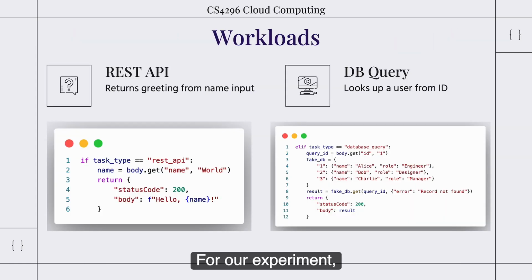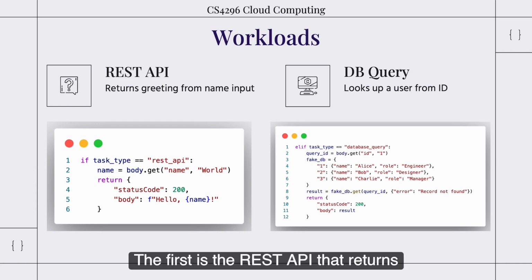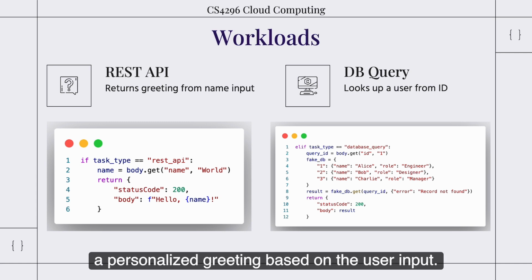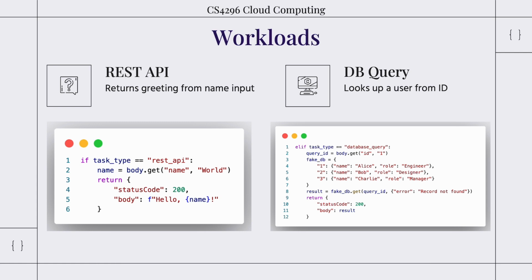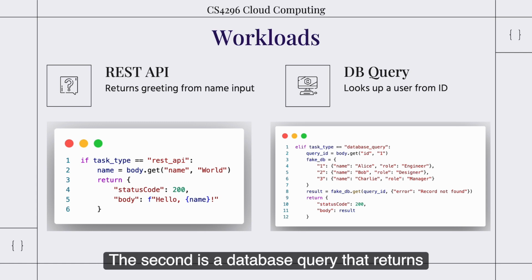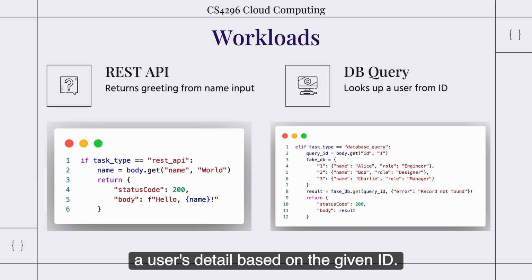For our experiment, we designed two simple workloads to represent common serverless use cases. The first is a REST API that returns a personalized greeting based on the user input. The second is a database query that returns a user's detail based on a given ID.